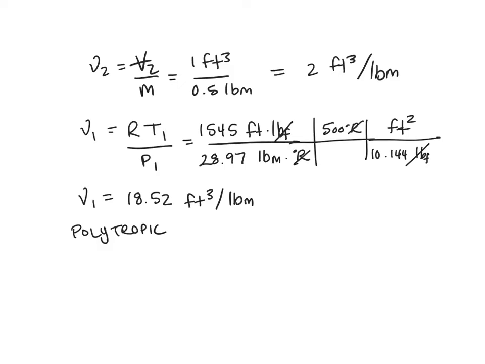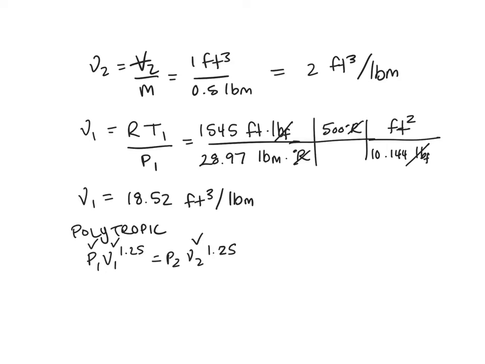For the polytropic process, that tells us some useful information. We know the relationship P1 V1 to the 1.25 is equal to P2 V2 to the 1.25. And we have specific volume 2 now. We have pressure 1 and specific volume 1 now, which allows us to solve for pressure 2. And the reason we want pressure 2 is it's the last piece of information before we could use the ideal gas law again to solve for temperature 2.